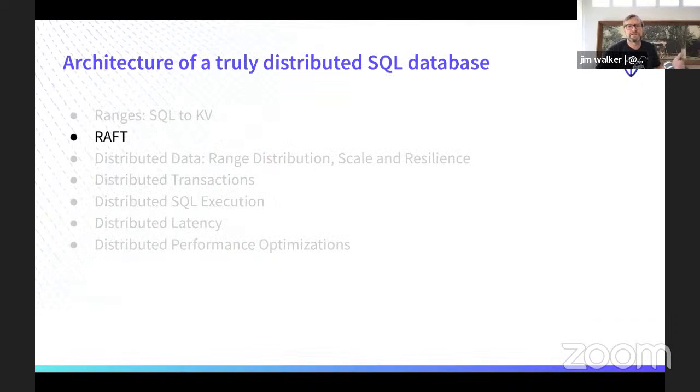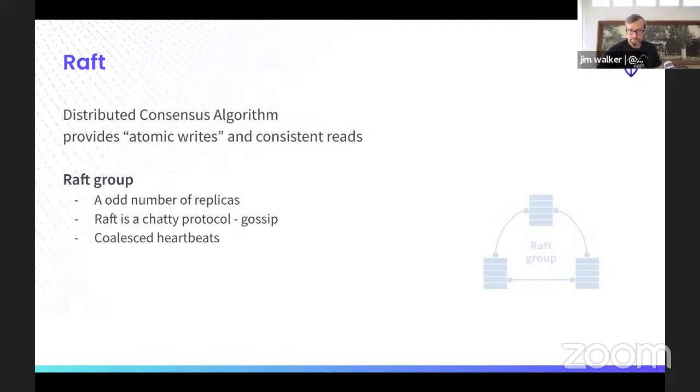Now, how do we then distribute this data in Cockroach, right? So let's get into the second concept, and that's Raft and the Raft protocol. Raft is a distributed consensus protocol, or distributed consensus algorithm, that allows us to deliver atomic writes and how we distribute these ranges and ensure that we're going to get consistent reads across the board.